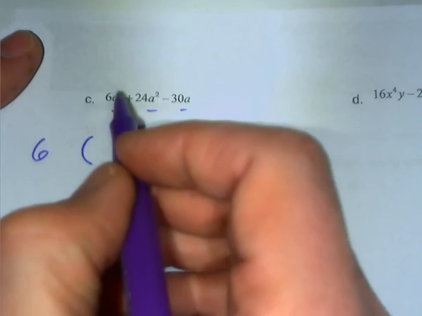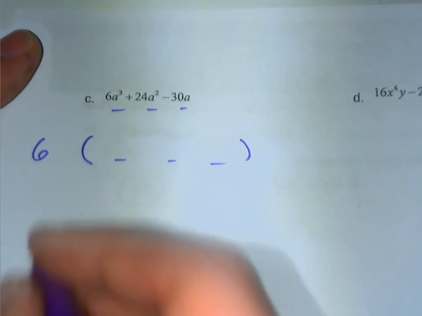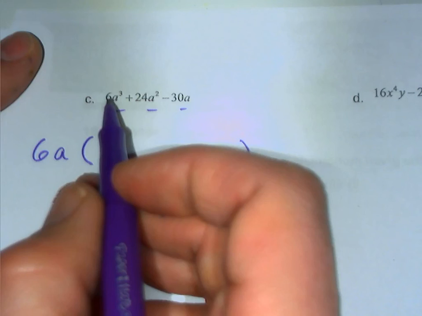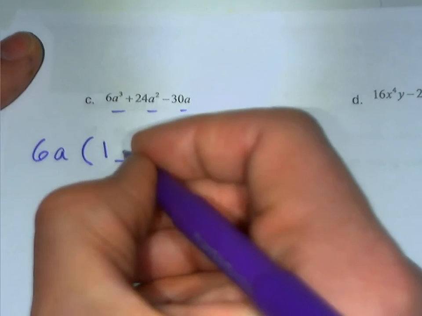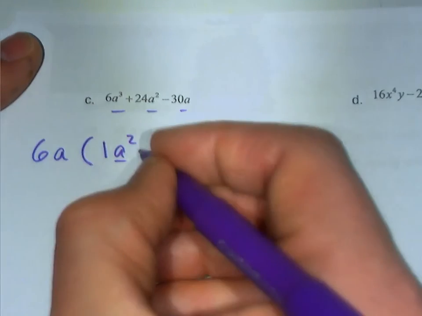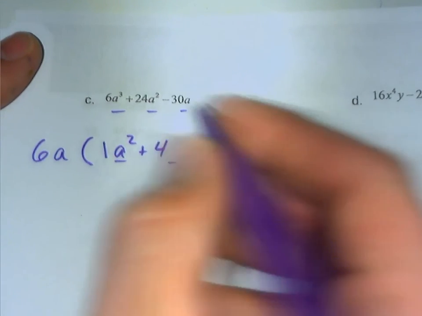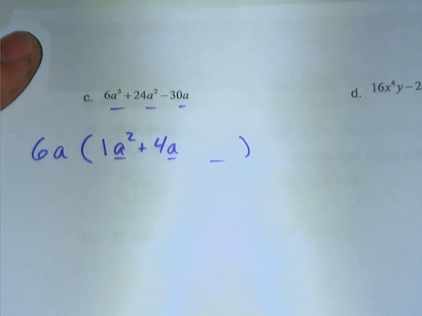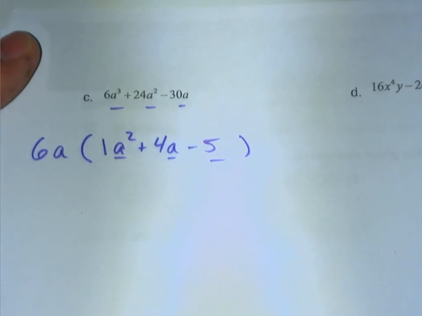Then I look at my a's. I've got a cubed, a squared, and a. The most I can take out from all three is just an a. You guys okay? All right, what's 6 divided by 6? 1. I take an a away from a cubed. How many a's are left? There's 2 of them, a squared, right? Plus. What's 24 divided by 6? 4. I have an a squared and I took out an a. What's left? An a. And I've got negative 30 divided by 6. That's negative 5. And I took that a outside, so it's already good.